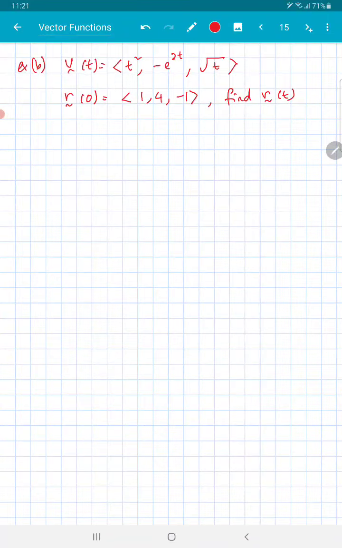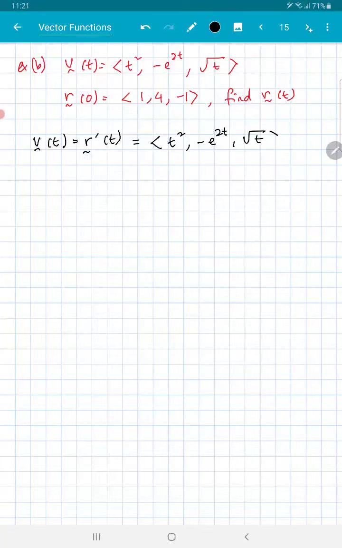So to get r, we know that v is actually r prime. Velocity is equal to r prime. Here we have t squared i plus negative e to the 2t j plus square root of t k. So from r prime, we can get r, which means we need to integrate r prime.